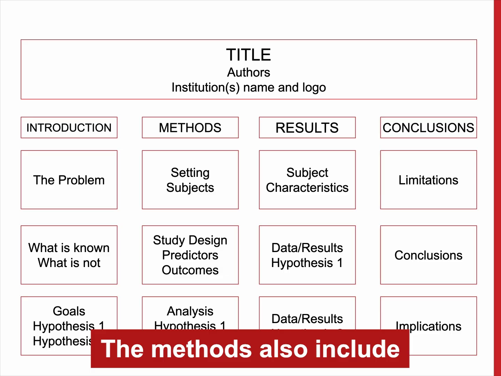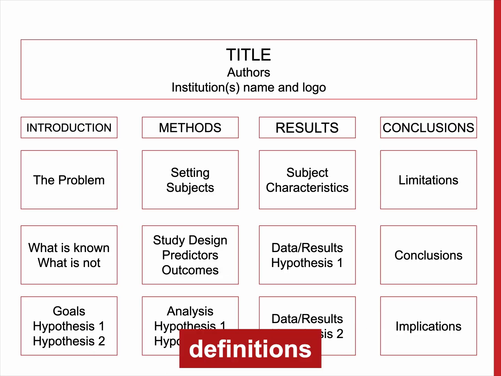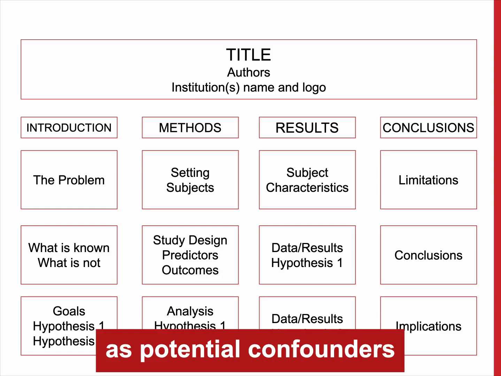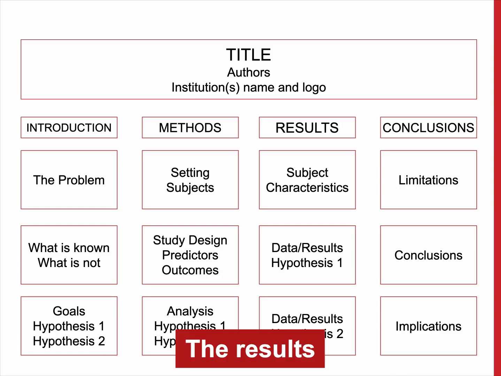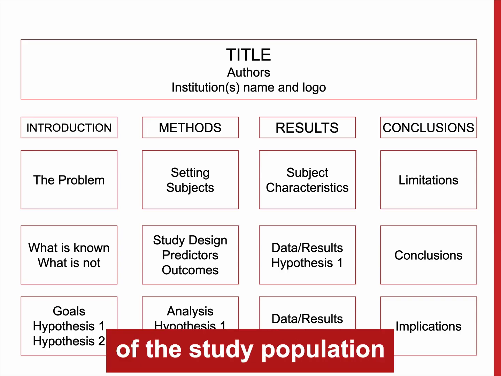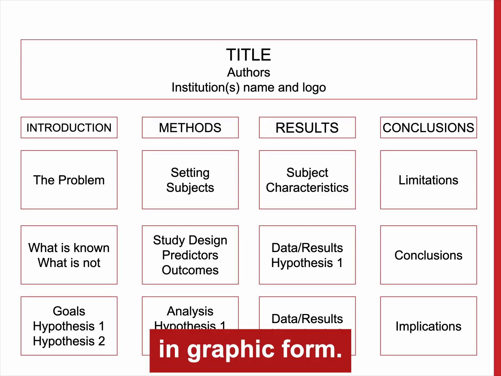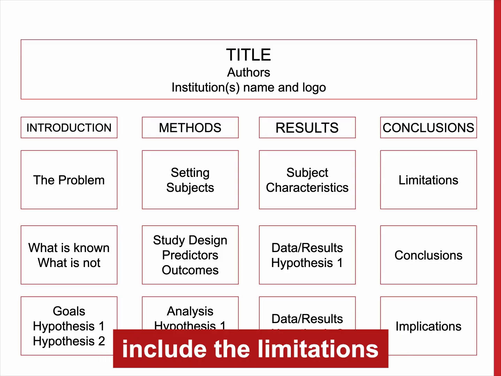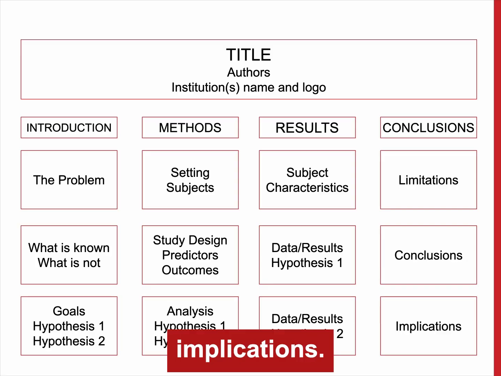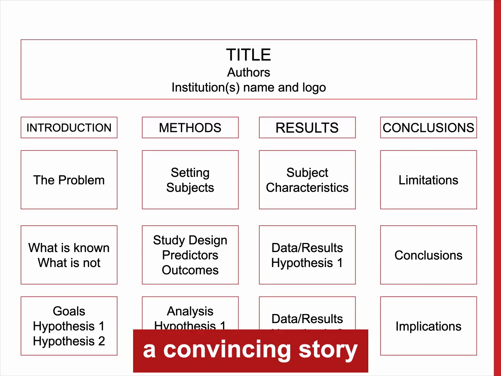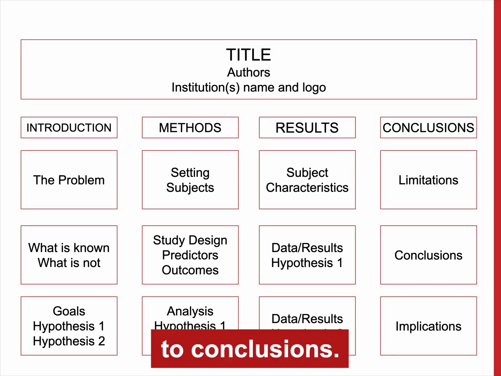The methods also include a description of the subjects, setting, and study design, definitions of the predictors and outcomes, as well as potential confounders, and your analysis plan. The results column includes a description of the study population and the results for the primary and secondary outcomes, preferably in graphic form. The conclusions column includes the limitations of your study, your conclusions, and potential implications. The panel should tell a convincing story in the order of hypothesis, to methods, to results, to conclusions.